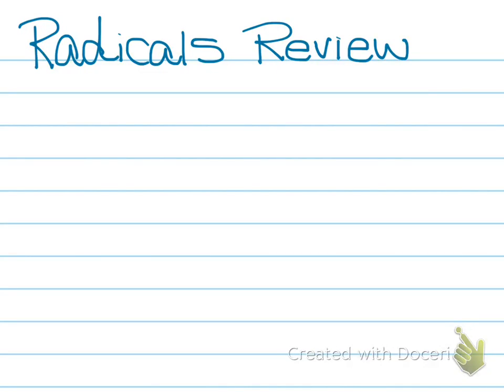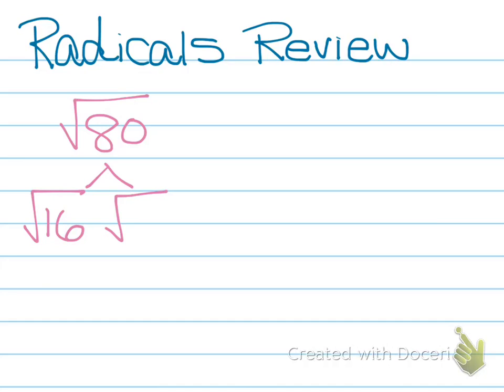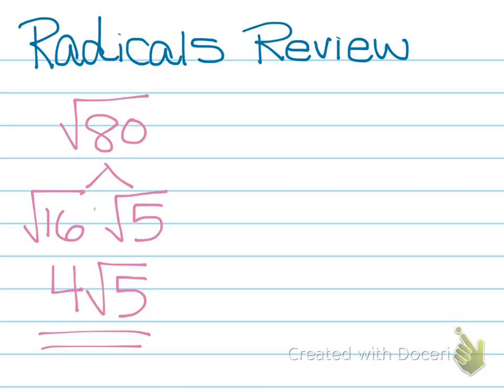The first thing we're going to review with radicals is simplifying. So, if I gave you an example, square root of 80, and I said simplify this, the first thing you would do is pull apart factors of 80 that contain a perfect square. So, 16 and 5. Technically, you're just rewriting the square root of 80 as the square root of 16 times the square root of 5. So the square root of 16 is 4. 5 can't be simplified, so this is your final answer.